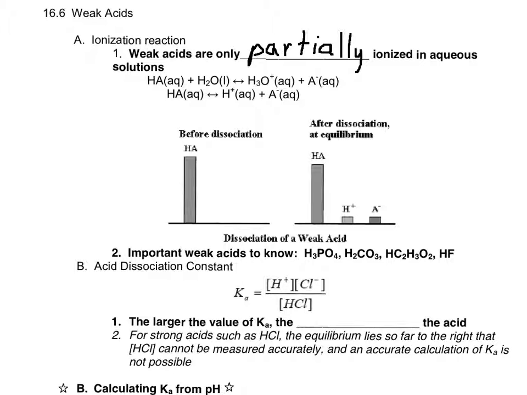So our weak acids we need to know. Most of these you already know: phosphoric, carbonic, acetic. Another one to add to our list though, hydrofluoric. These are all acids that only partially dissociate.